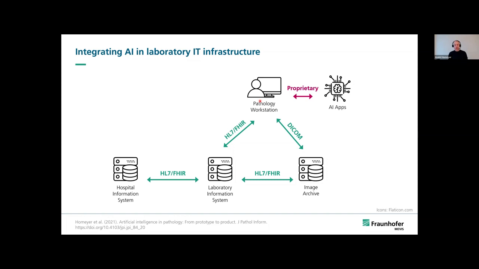AI solutions are mostly directly integrated into the pathology workstation. There are standardized and established interfaces for accessing the image archive, like DICOM, for example, and for accessing the laboratory information system, like the HL7 FHIR standard. However, every pathology workstation has its own proprietary interface for integrating AI solutions. This makes integrating AI solutions into multiple workstations very expensive, especially for small AI solution vendors.